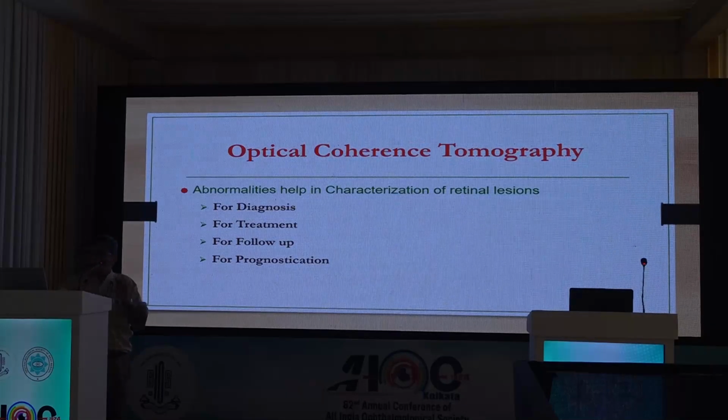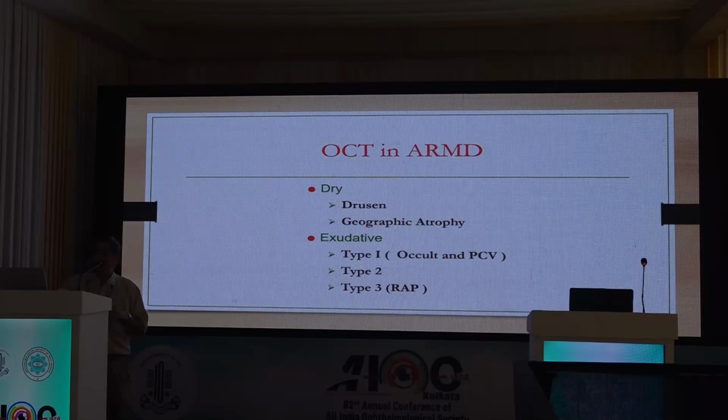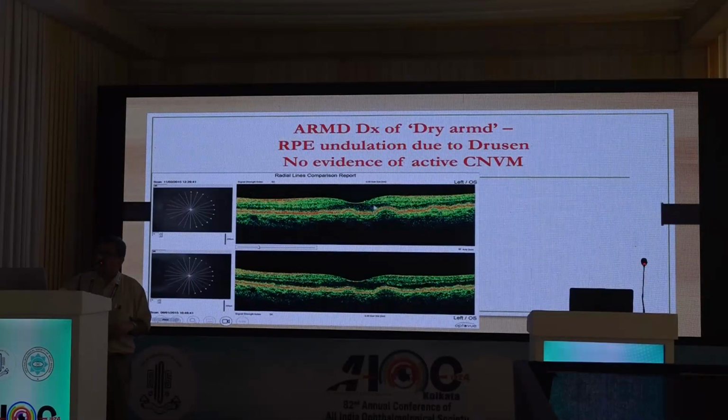Now, OCT can be used. You can see how many things you can pick up in the OCT. You can use it to characterize your lesions for diagnosis, for treatment, for follow-up, for prognostication. Let's see how. Say, in macular degeneration, what all can you see? Now you see these irregularities. These are drusen. So you can pick up drusen. There's no exudative ARMD. None just needs follow-up.